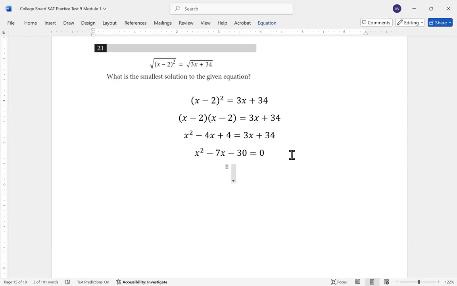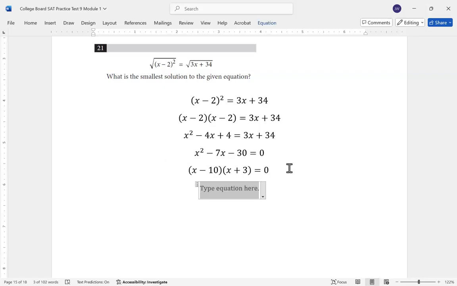Now, the reason I wanted this as a quadratic equal to 0 was because I was hoping that this trinomial factors into two linear binomials. And sure enough, it does, because if you look at the numbers that multiply to give you negative 30, but add up to give you a negative 7, you could take those numbers as negative 10 and positive 3. Therefore, x squared minus 7x minus 30 factors into x minus 10 times x plus 3.